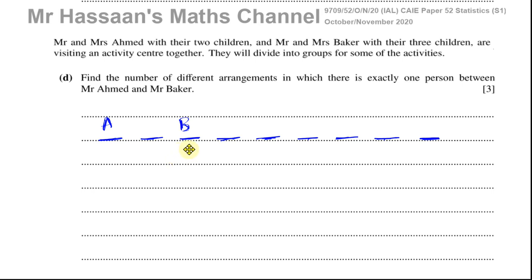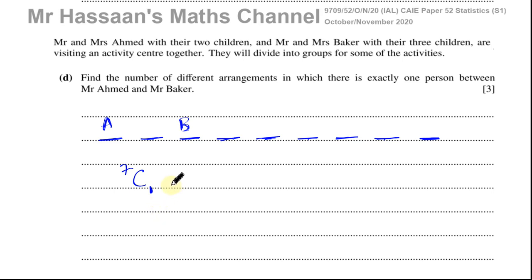Now, what we can do here is think about how many ways these can be arranged in this region. You can think about it in a few different ways. We have to choose one person from 7 people, because these two are Mr. Ahmed and Mr. Baker, so those two have to be in these two positions. There's 7 other people to choose from, and one of them has to be chosen to stand between Mr. Ahmed and Mr. Baker.